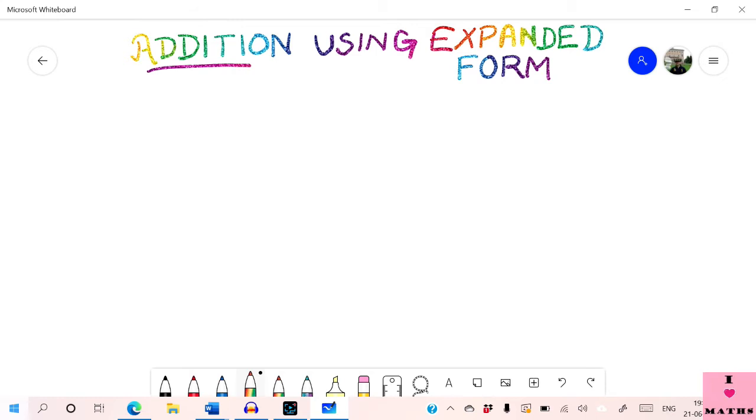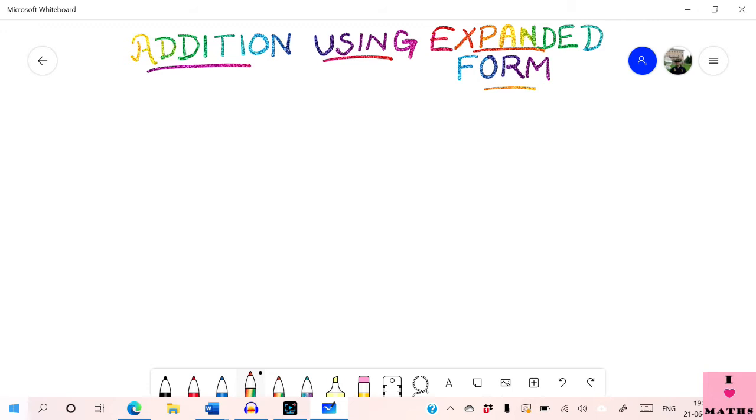Good morning, children. In this chapter of Give and Take, we have learnt addition with the help of money. Today, we are going to learn addition with the help of expanded form. And this way, when you add, addition will become very easy. So come, let us start our learning immediately. Let us learn addition using expanded form.